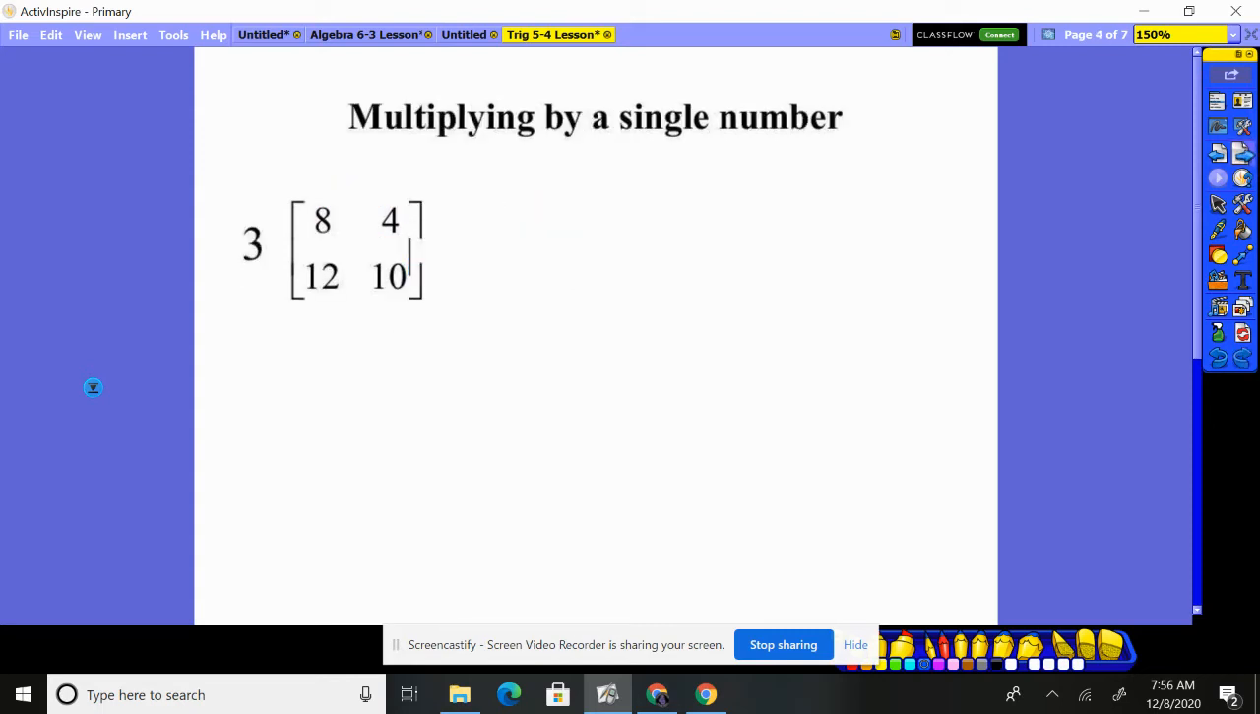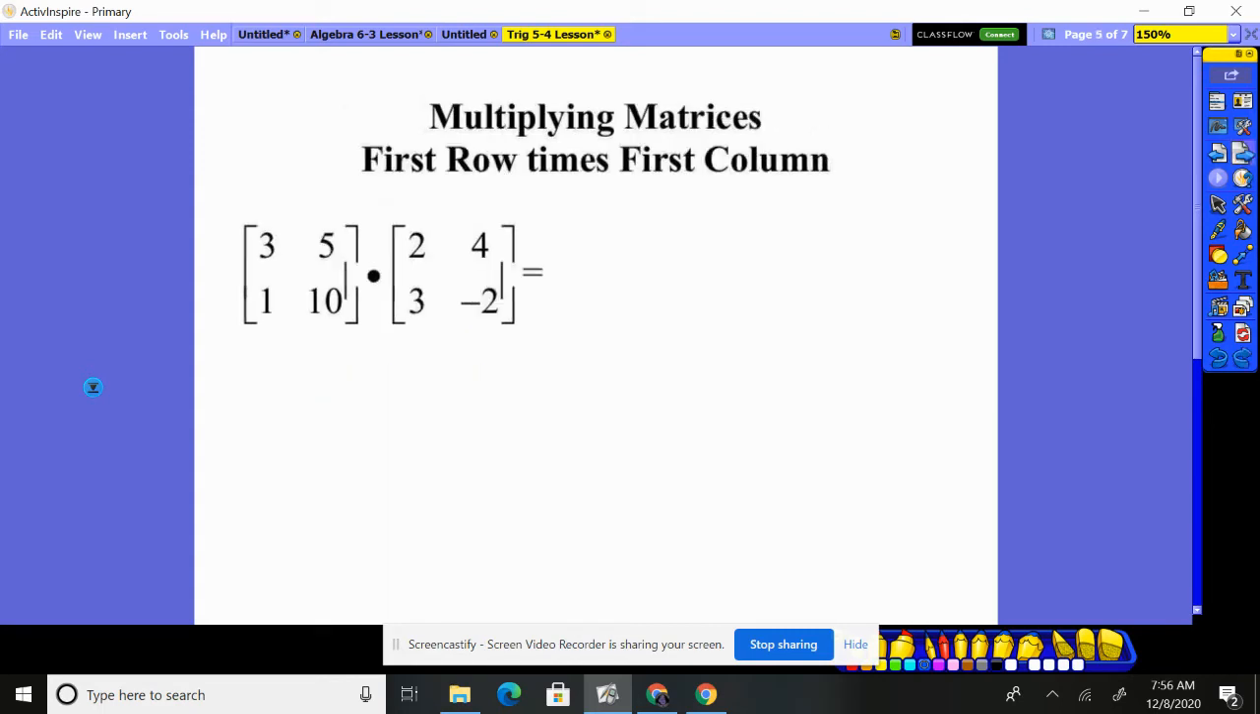Now we also sometimes multiply by a number on the outside. Well, you're just distributing the 3 through. So that's going to be 24, 12, 36, and 30. It's that simple. Here's where the challenging part comes, when we are multiplying matrices.